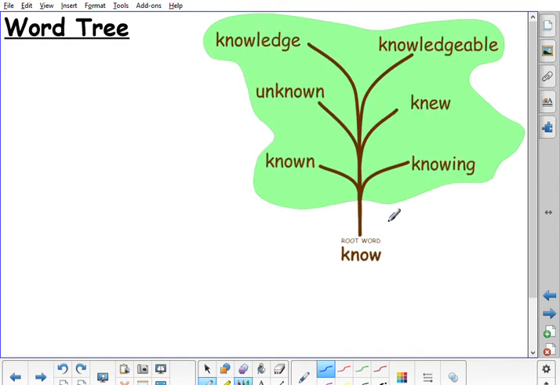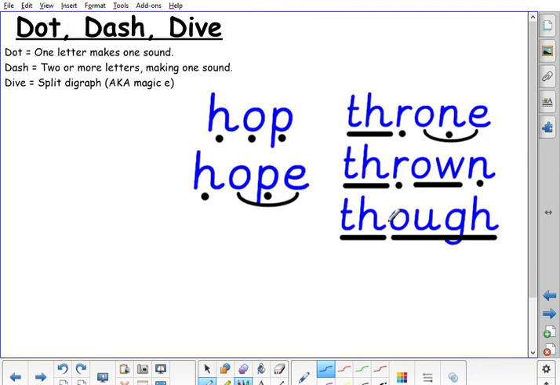Let's move on. Here's another word tree. Oh, there's one for no. I've already shown you. A couple more on there that I didn't think of before. Now, dot dash dive. With dot dash dive, with a dot, 1 letter makes 1 sound, as in hop, hop. With a dash, 2 or more letters are making 1 sound, as in thrown, 2 letters making 1 sound. And in though, we've got 4 letters making 1 sound. With a dive, we have a split digraph, also known as magic E. So we are splitting the digraph, splitting the vowels with the letter N.